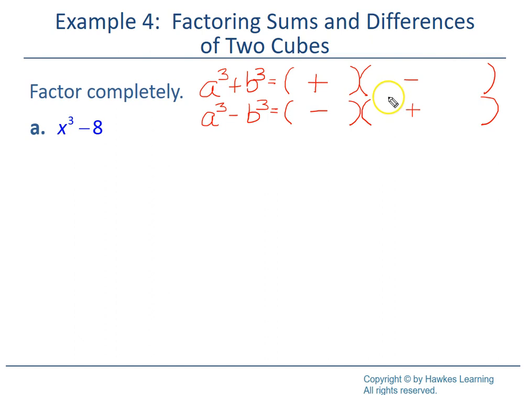Now, the next part of the recipe is the same for both. We take the cube root of this first term, a to the 3rd, the cube root would be a. The cube root of this would be b. And it's the same down here. So this is an a and a b. Now, the next thing we do is we square this first term.